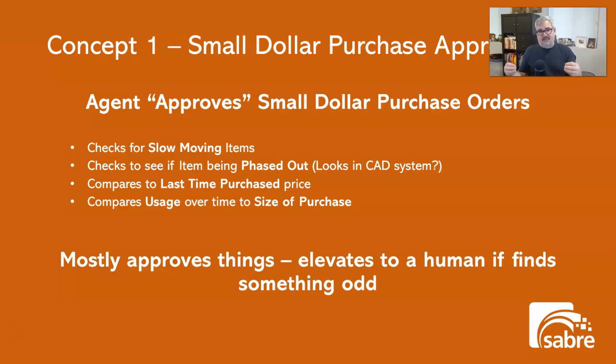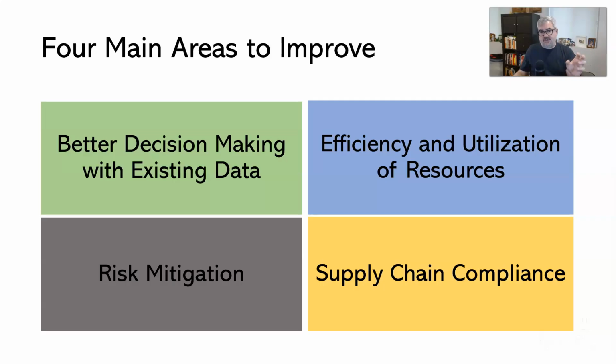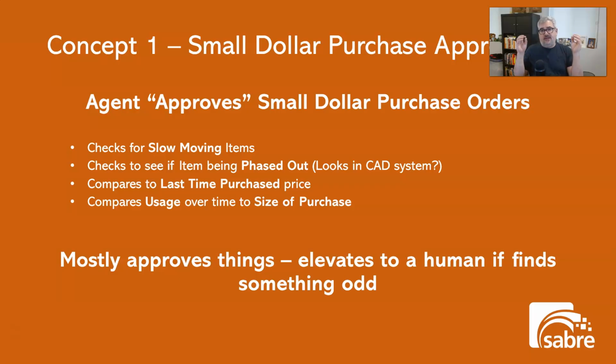So my first concept, which combines a few of these, let's go back to the slide again. So we have better decision making with data and risk mitigation and efficiency of resources. I think all 3 are kind of covered by this one. And this concept, if you're in manufacturing, quite often when you implement a solution or an ERP, or even if you're doing it by hand manually, you have a threshold above which you want your purchase orders to be approved by a manager above the purchasing agent.